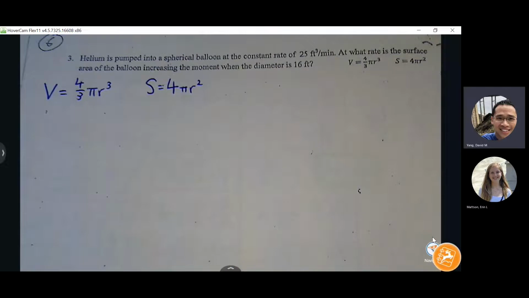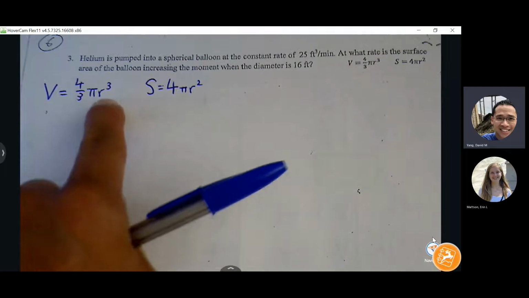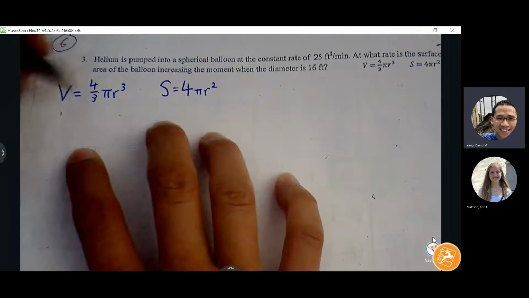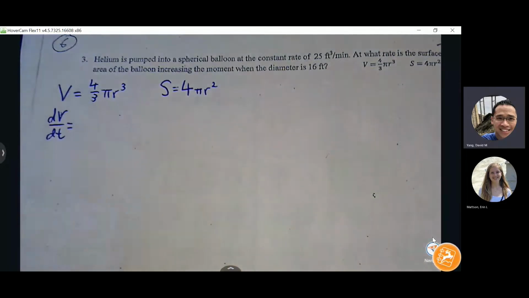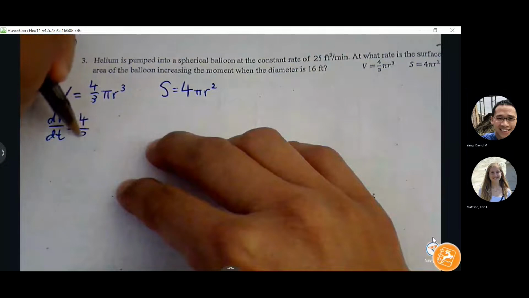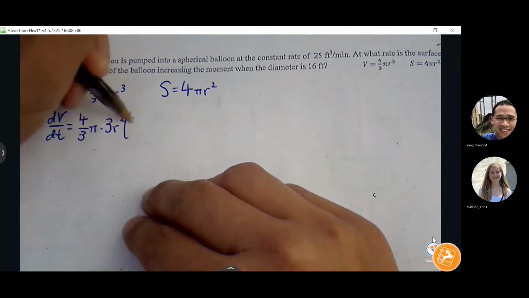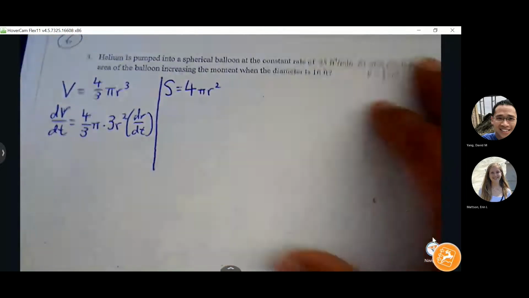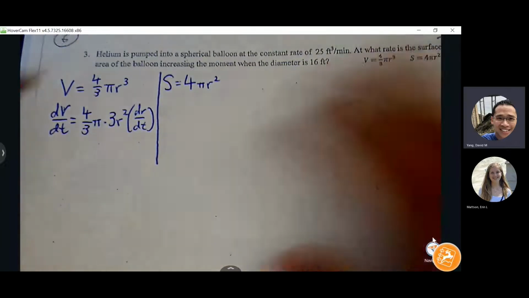Okay, so every variable gets impacted by time. So V will become dV/dt, R will become dr/dt, S becomes dS/dt. Okay, so we just go through power rule for each of these terms there. Four thirds pi is just a number that's hanging out in front of my variable. It's not going to go anywhere. R cubed becomes 3R squared dr/dt. Do a little bit of cleanup here. The numerator and denominator 3 can reduce.